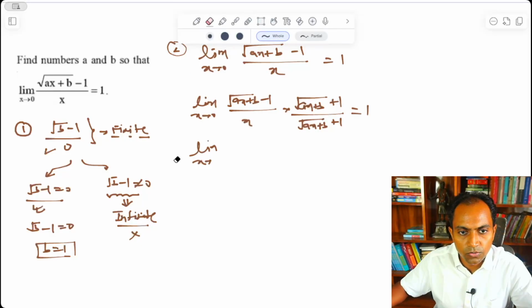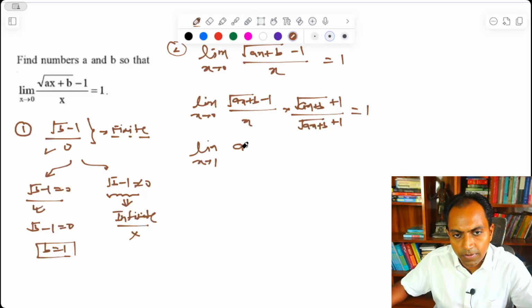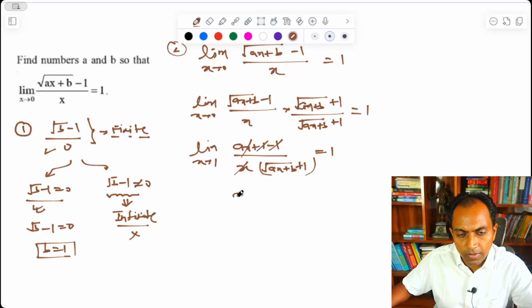So once I do that, my answer comes out to be, numerator will become ax plus b. Now here b we already know is 1. So instead of b, now I am writing 1 minus 1. And what is left is a, and then root ax plus b plus 1. So this will get cancelled out. X will also get cancelled out. It becomes a determinate limit.